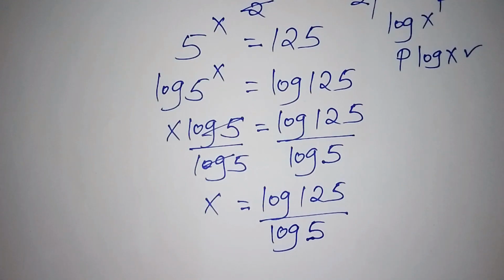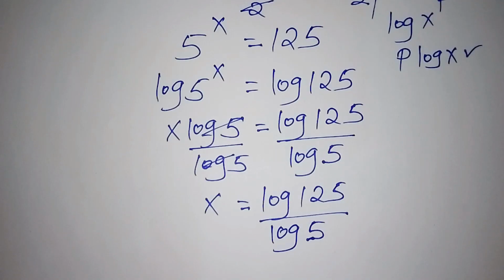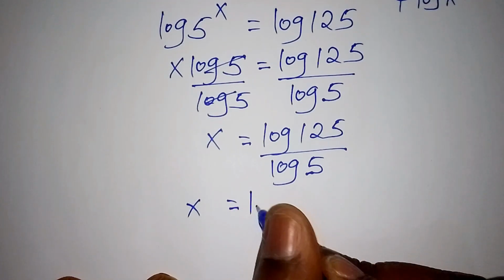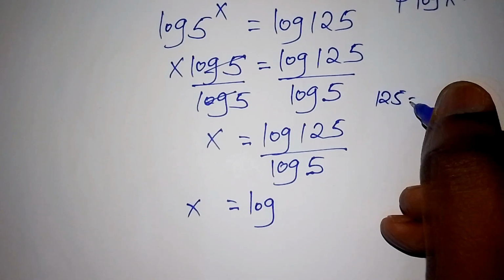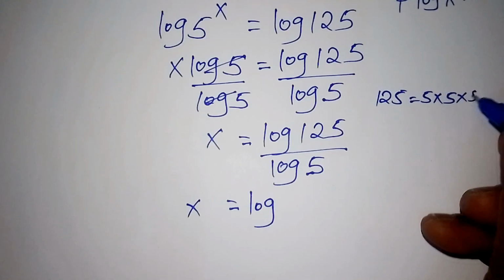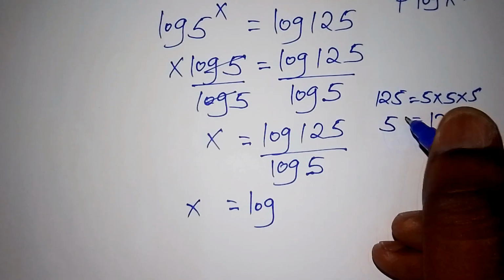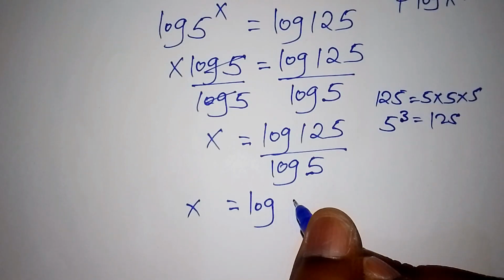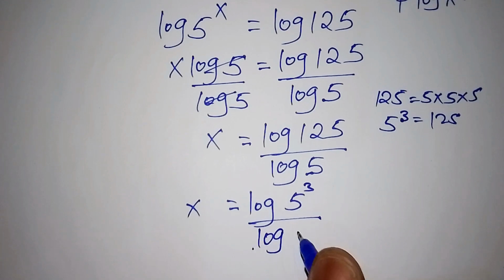From here we shall check and see the common factor that can divide 5 and also 125. So let's speak it out. Now x equals the log of 125, where 125 is 5 multiplied by 5, which is 25, then 25 multiplied by 5, so our answer shall be 125. So now we shall have 5 to the power of 3. So now we shall have the log of 5 to the power of 3 all over the log of 5.